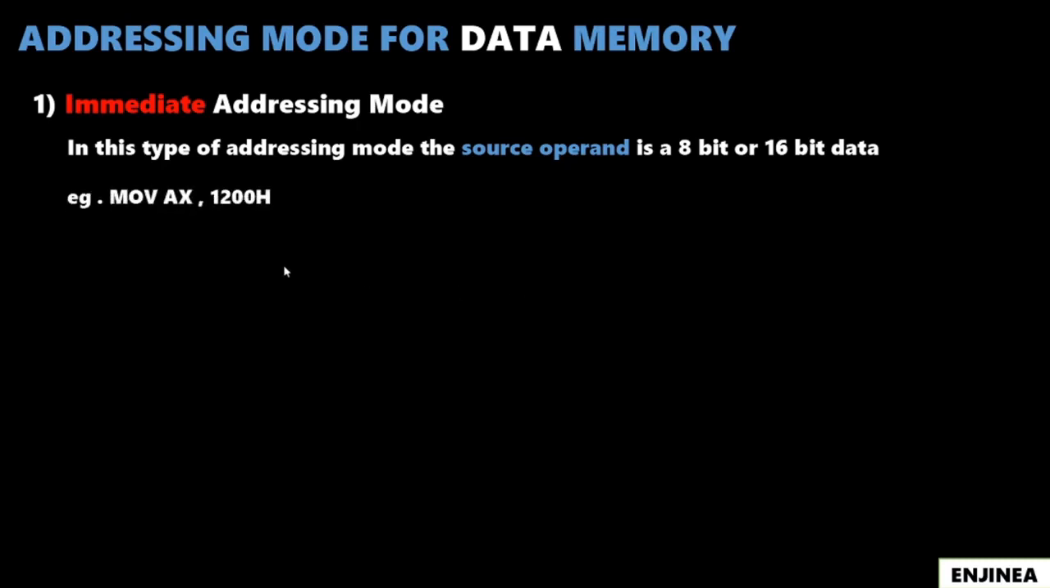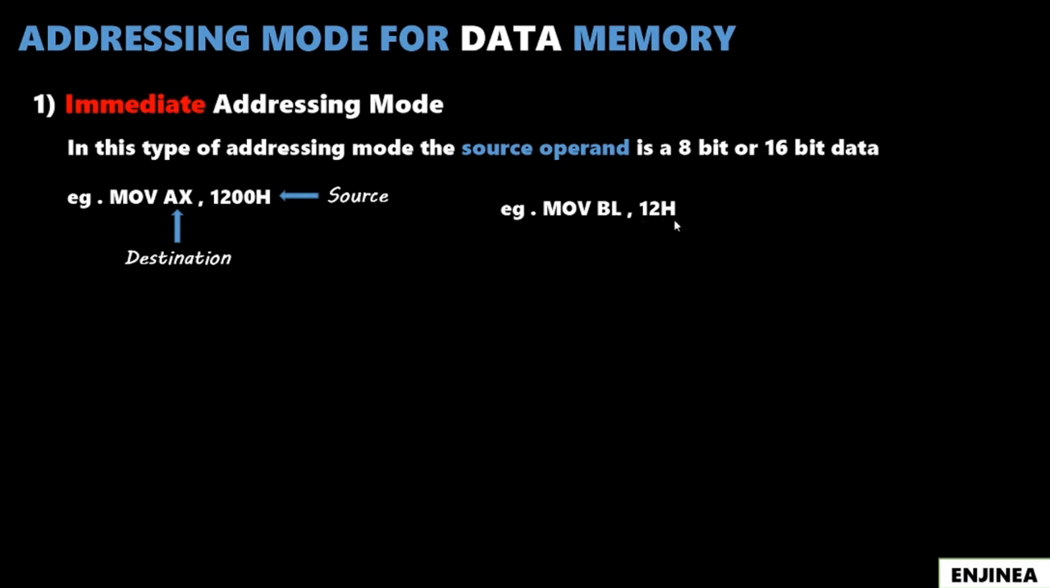Let's take an example. Suppose we have the instruction MOV AX, 1200H. As we know from our previous videos, this AX is called the destination and this 1200H is called our source. From the definition, we can see our source operand is 8-bit or 16-bit data. So in the case of immediate addressing mode, our source operand should be 8-bit or 16-bit data. In this case, we have 16-bit data. Let's take another example. Suppose we have MOV BL, 12H. In this case, we can see this 12H is our source and BL is our destination.